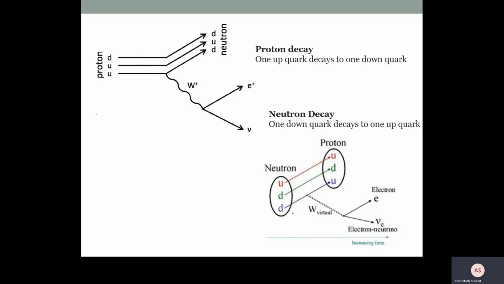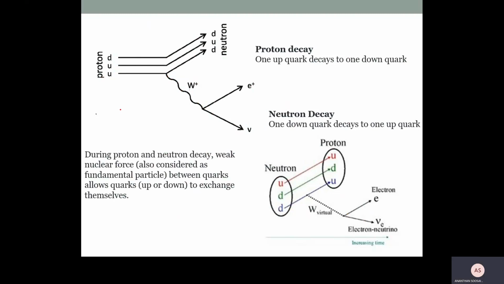Okay, so this transformation happens due to the weak nuclear force between the quarks. During proton-neutron decay, the weak nuclear force between the quarks allows quarks to exchange themselves. This takes place by exchanging bosons. Boson is not in your syllabus. It's another fundamental particle, but not in your syllabus.